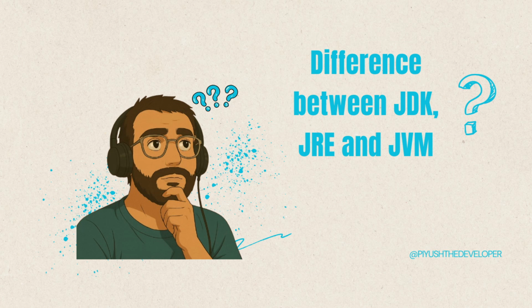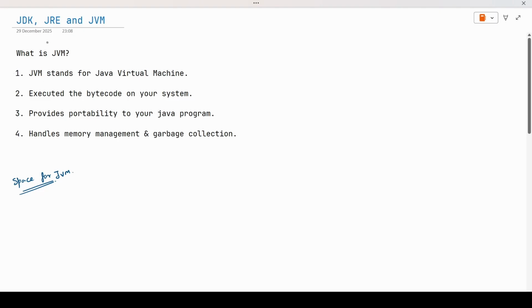In this video, we will break down JDK, JRE, and JVM one by one using simple explanations and examples. By the end of the video, you will know exactly what each one does and how they work together. It is very important to understand the difference between the JDK, the JRE, and the JVM, and if you are a Java developer, you must be aware of the Java ecosystem.